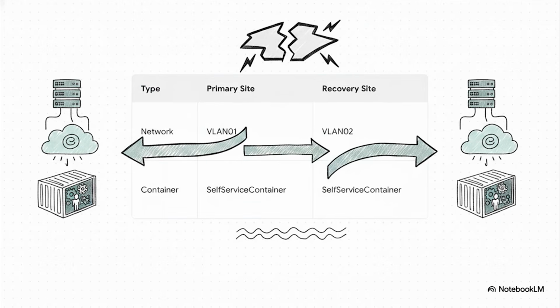Let's make this super concrete with a couple of examples for the exam. On the network side, let's say you map VLAN 01 on your primary site to VLAN 02 on the recovery site. When a failover happens, a VM sitting in VLAN 01 automatically and seamlessly wakes up in VLAN 02. It just works. For storage, if your protected entities live in a container named self-service container on the primary, Nutanix will immediately look for a container with that exact same name on the recovery side to drop the data into.